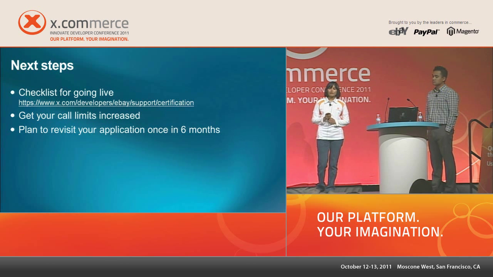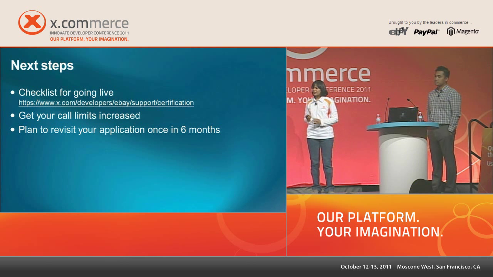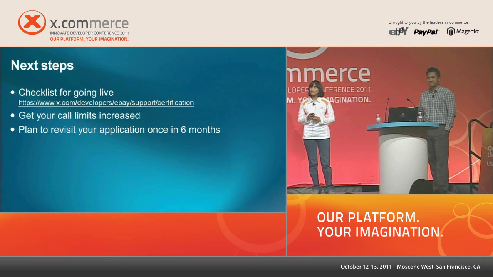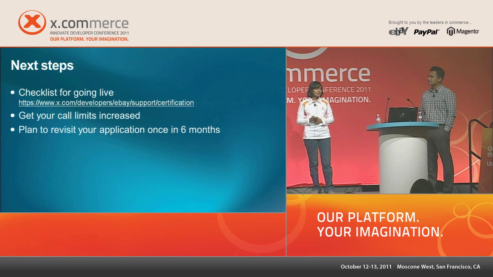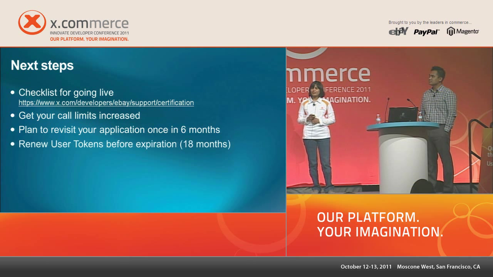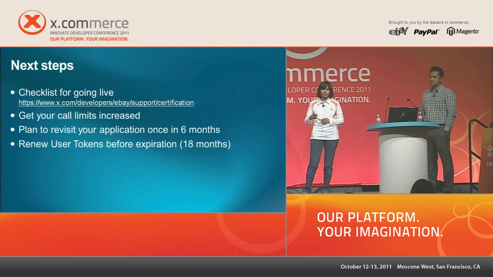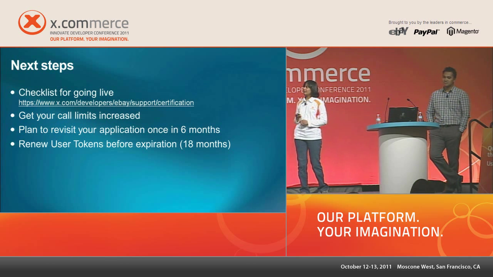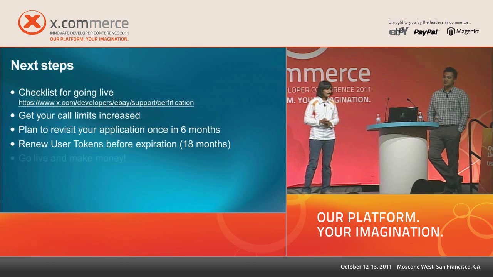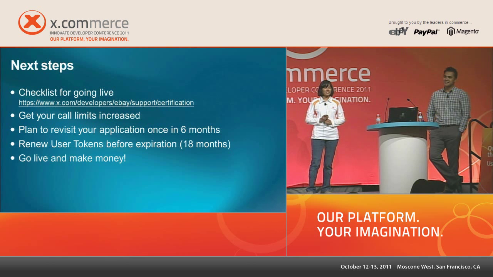And then once you've built your application, you're not really done. You want to keep revisiting your application at least once in 6 months, because eBay is constantly adding new features and functionality, and you definitely want to leverage that to stay ahead of the curve. So revisit your application once in 6 months. And the last reminder is that if your application uses user tokens, they do expire in 18 months. So you want to go through the token generation process before the tokens expire, so the lifetime increases by another 18 months. And go live and make money.